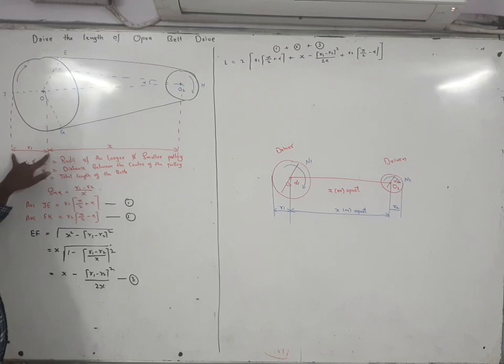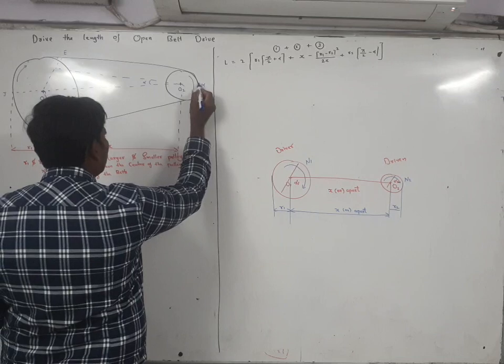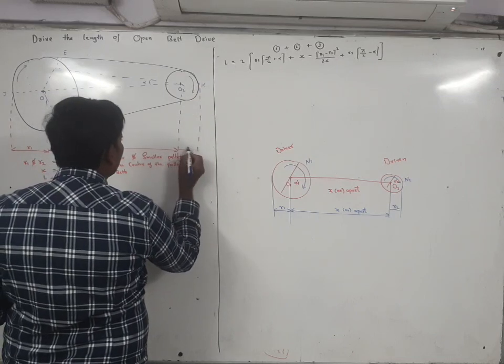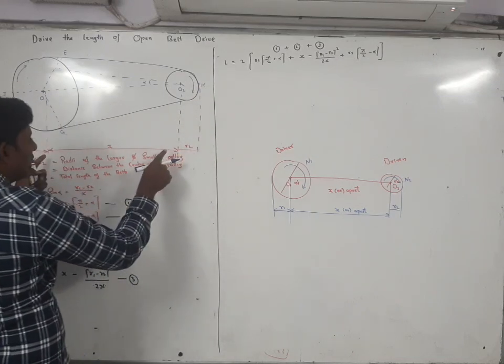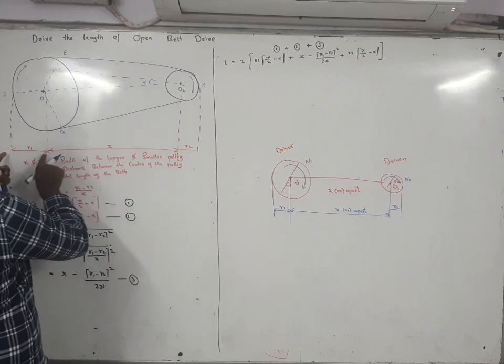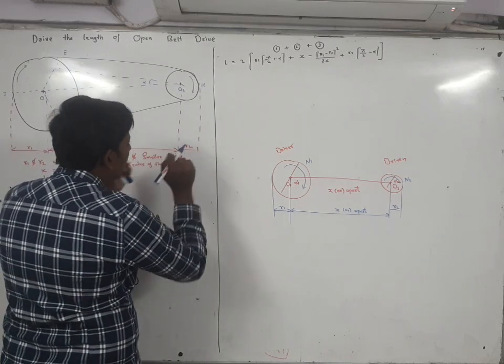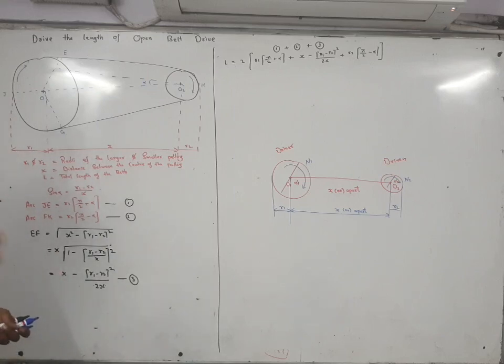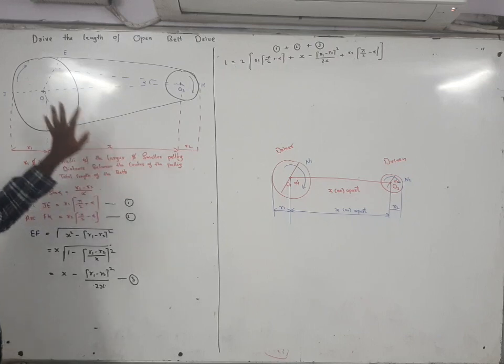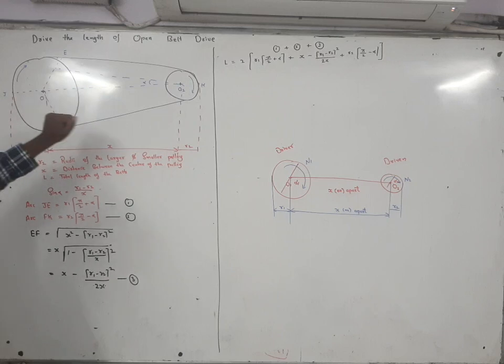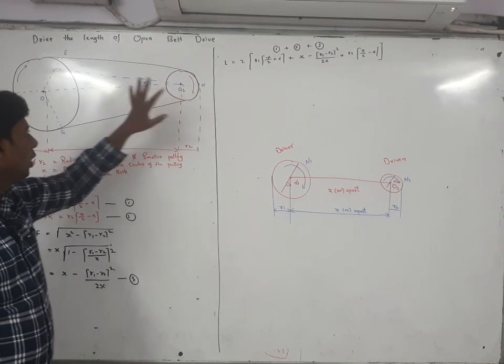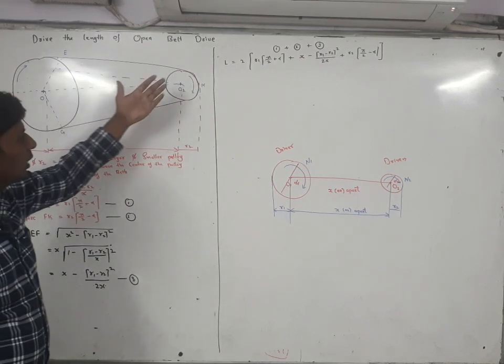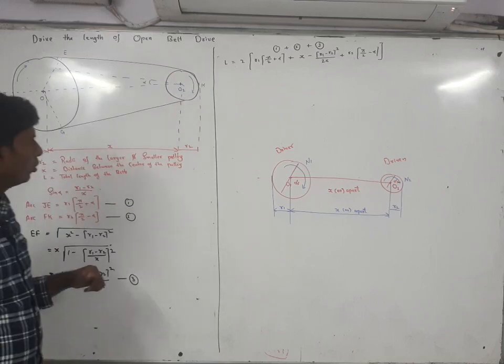This radius is known as R1, and this radius from here to here is known as R2. Between these is the distance X. Like this you have to write all that theory. After that you have to write that R1 and R2 are the radii of the larger and smaller pulley. This one is the larger pulley and this one is the smaller pulley.